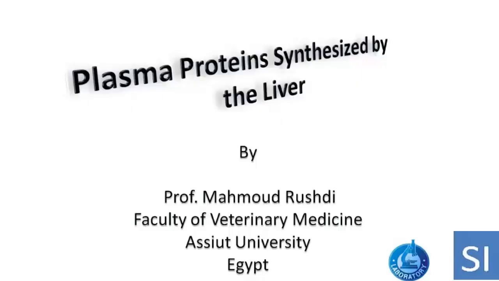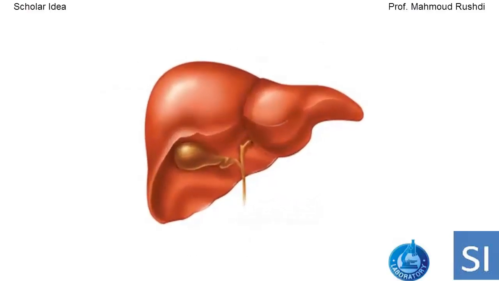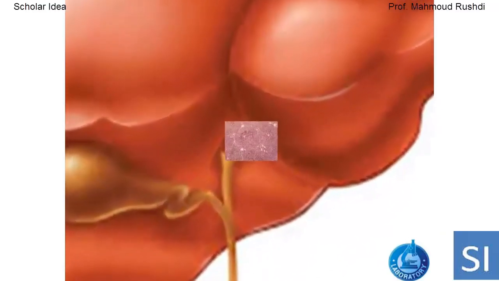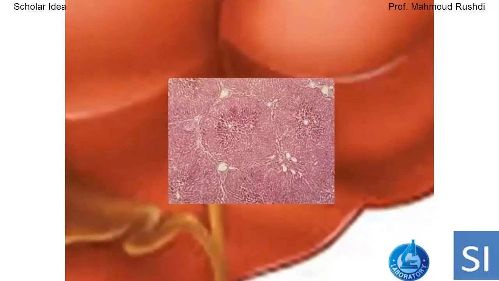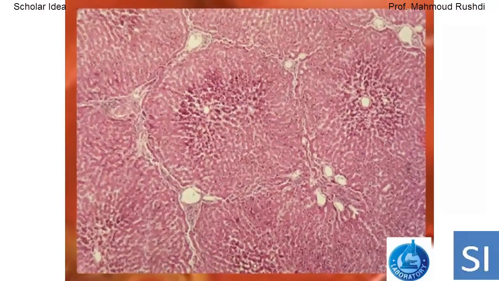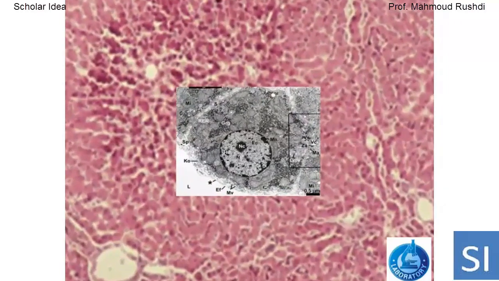Plasma proteins synthesized by the liver. The liver is the largest gland in the body, and consists of hepatic lobes. Histologically, the hepatic lobes consist of hepatic lobules. The building unit of the hepatic lobules is hexagonal cells, or the hepatocytes.